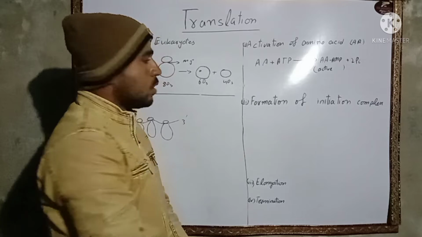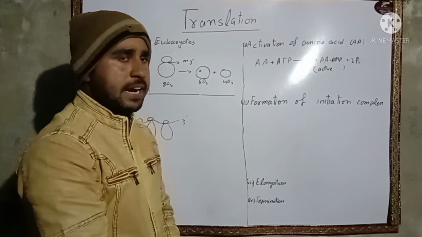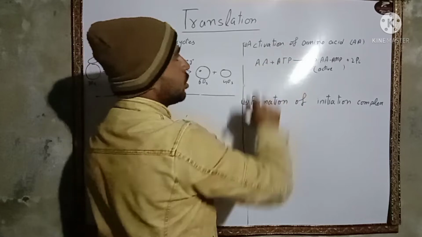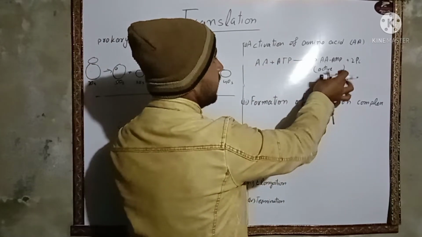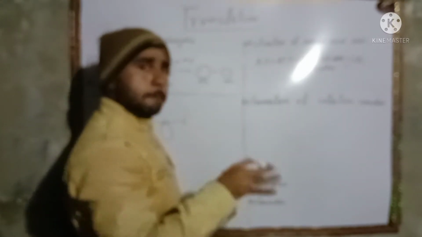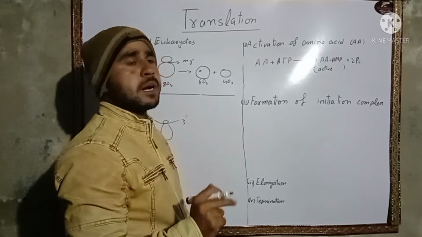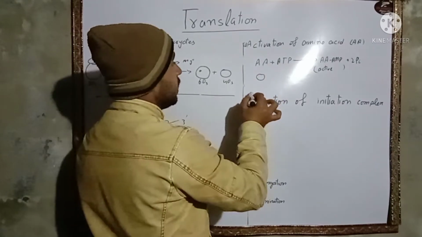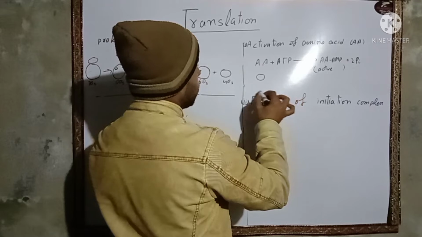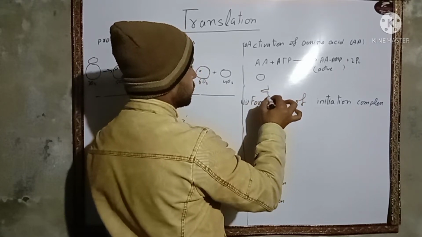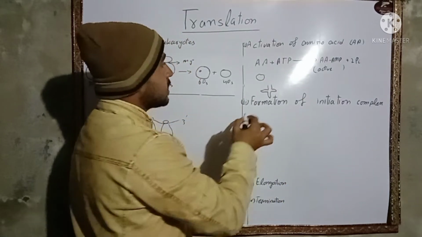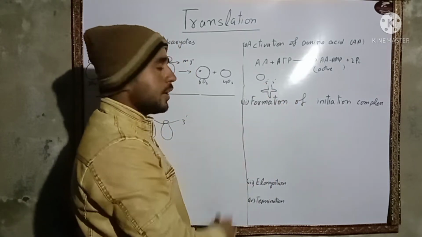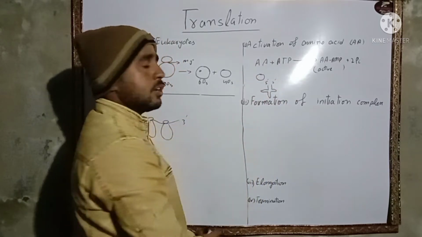Now the second step is formation of the initiation complex. In the previous step, the activation of the amino acid, after the formation of the active amino acid, it combines with the transfer RNA at the 3 prime end. If I represent the active amino acid like a circle, and the transfer RNA like this, this is the 3 prime end and this is the 5 prime end of the transfer RNA, and it is the active amino acid.